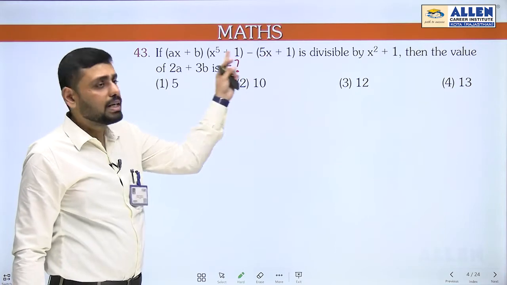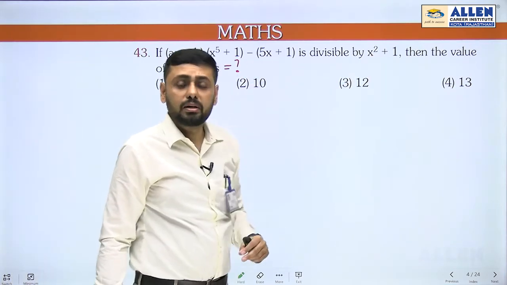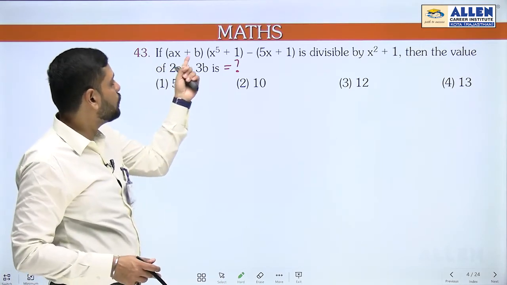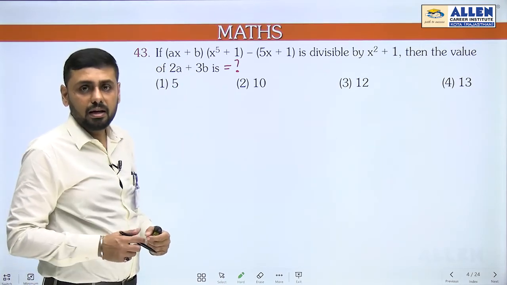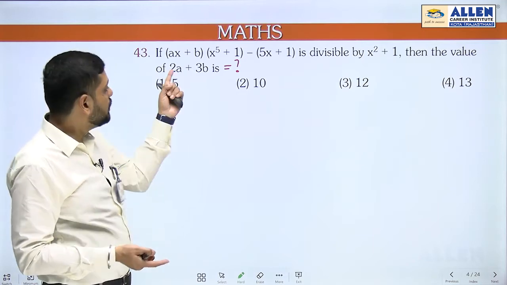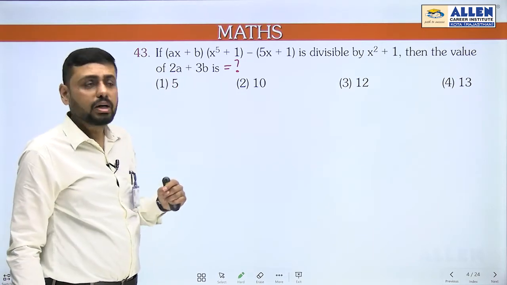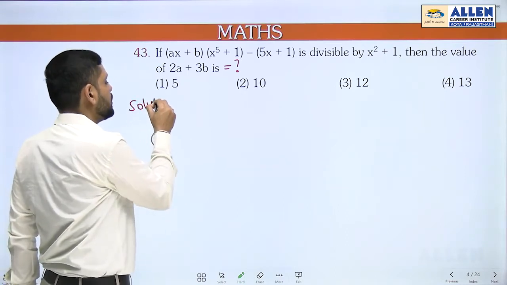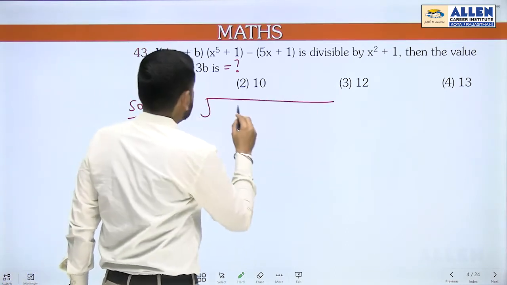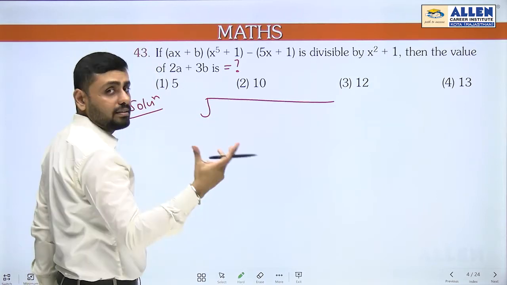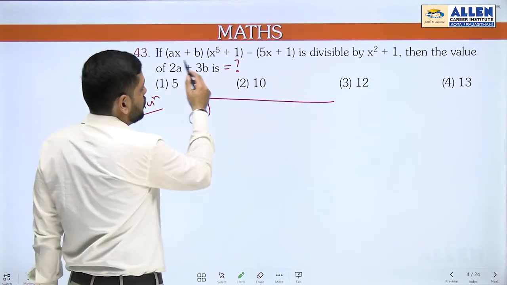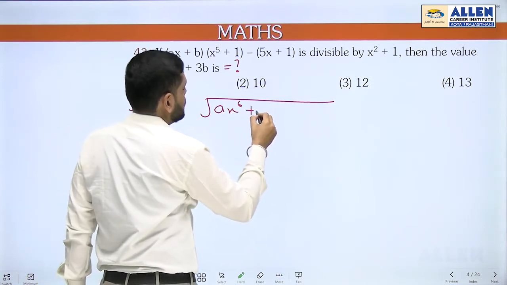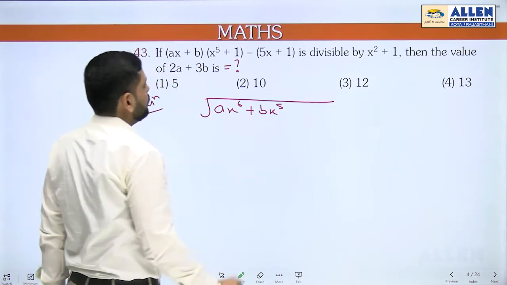So, first we will divide this term by x square plus 1 to get the remainder as 0, and then we will see what values of a and b we get. After getting the values of a and b, we will substitute them to get the value of 2a plus 3b. So, first we will use the long division method to get the remainder equal to 0. Now if you open the bracket, we will get a x to the power 6 plus b x to the power 5, right?